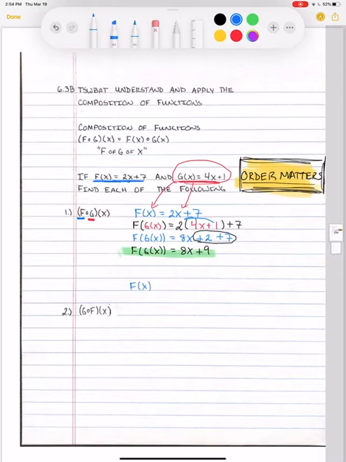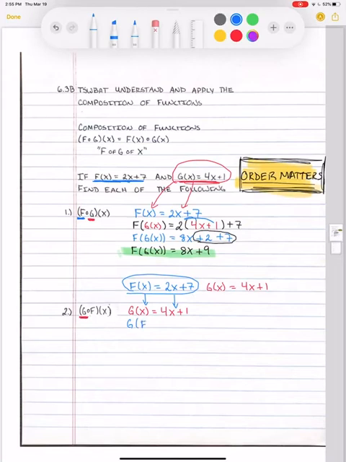f of x is 2x plus 7. g of x is 4x plus 1. Okay? We're going to go ahead and look at our order. g is first, so I'm going to write that down first. g of x equals 4x plus 1. Then I'm going to take f of x and plug it in here and here. Okay, so I have g of f of x.